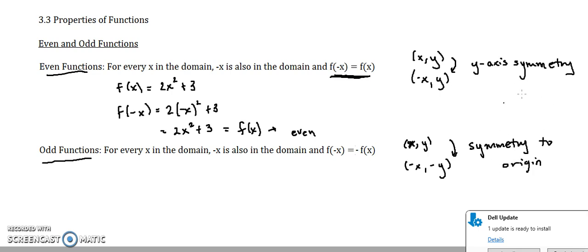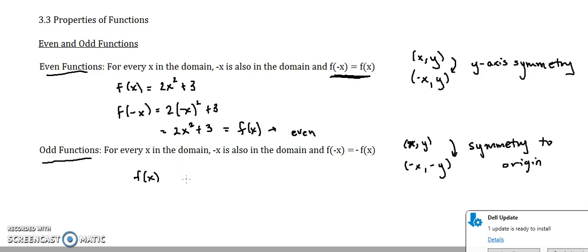Although if you remember when we looked at symmetry before, not everything that we looked at was a function. So you can't go the other way as well. Not everything that's symmetric to the origin is an odd function because not all of them are functions. But if it's odd, then it's definitely symmetric to the origin. So let's look at how this one works.